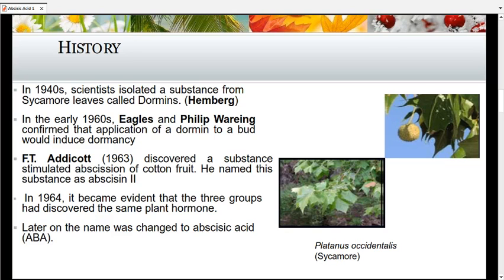Likewise, Addicott in 1963 discovered a substance that stimulated abscission of cotton fruit. He saw the abscission of cotton fruit taking place and he found a substance there, and he named this substance abscissin II. In 1964, it became evident that the three groups had discovered the same plant hormone, the same substance, that means Hamburg, Wareing and Addicott. Later on, the name was changed to abscisic acid. So this is a single hormone, abscisic acid. This is about how it was discovered.